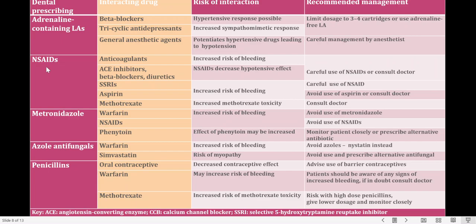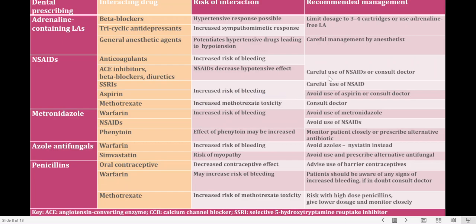Another type of interaction takes place between non-steroidal anti-inflammatories and anticoagulants, such as warfarin. There is an increased risk of bleeding. They also interact with ACE inhibitors, beta blockers, and diuretics. This will decrease the hypotensive or antihypertensive effect. And selective 5-hydroxytryptamine reuptake inhibitors will also interact with NSAIDs, leading to an increased risk of bleeding.